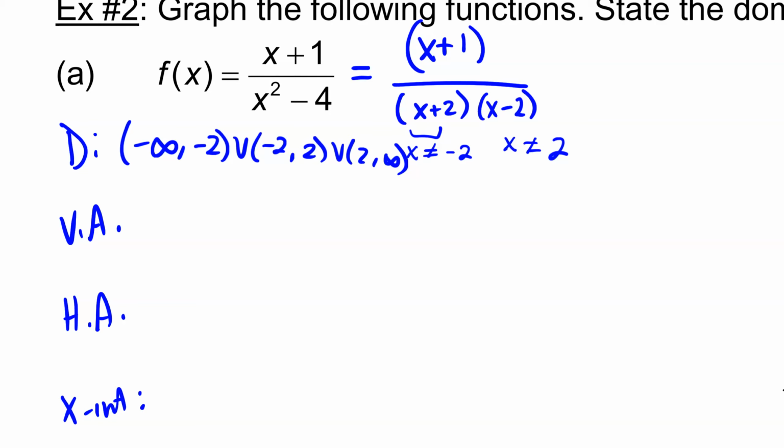So question, don't say this out loud. How can I find the vertical asymptotes? Don't say it out loud, but turn to the person next to you. How do I find vertical asymptotes?